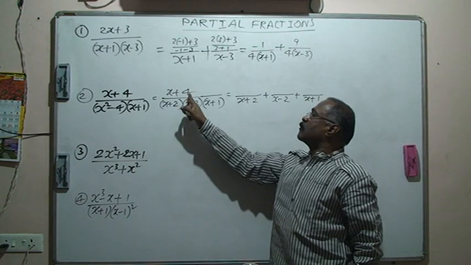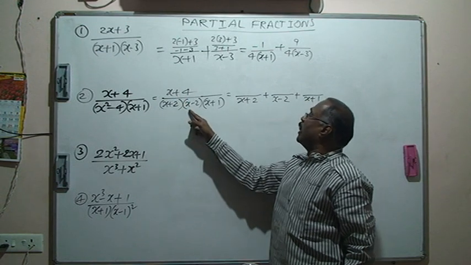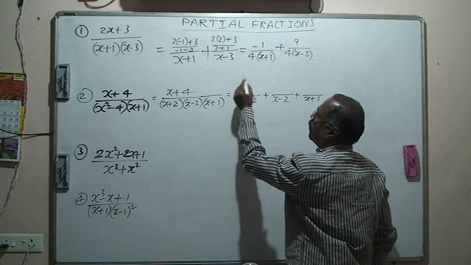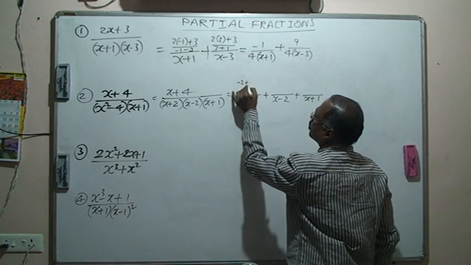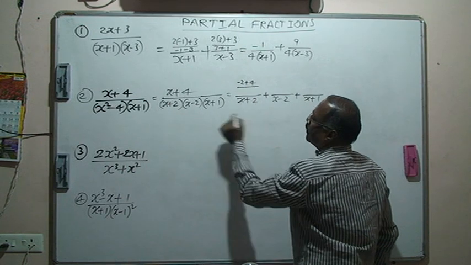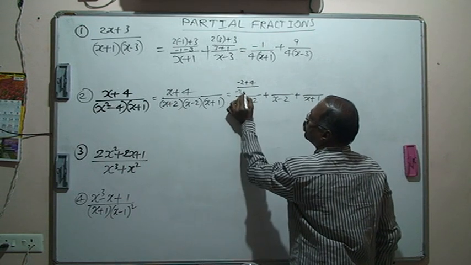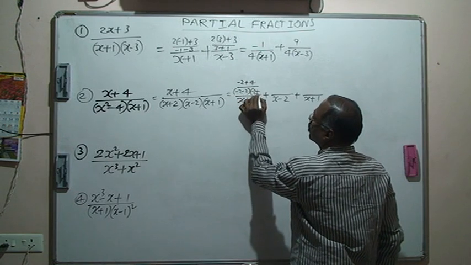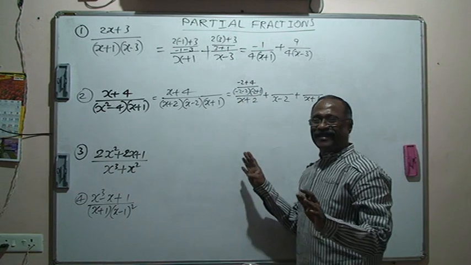So x equal to minus 2 means minus 2 plus 4, 2, by minus 4 into minus 2 plus 1. I'm writing that. It is done.